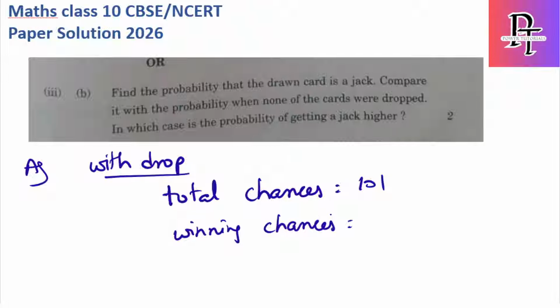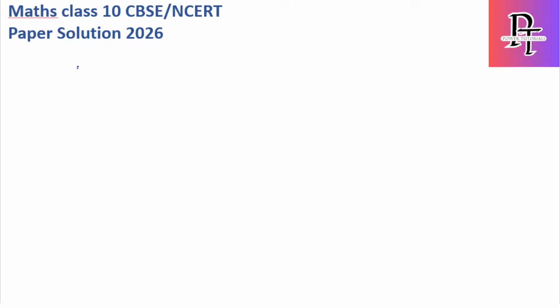so Jack, nothing is dropped, so all 8 will be present. Not 8, 1 2 3 4, yeah, all 8 will be present because 4 from one set, 4 from another. Jack, 4 from one set, correct, 4 from another. So yes, the total winning chances with drop is 8. So the probability of Jack is 8 by 101 with drop. Same as without drop, we'll see.